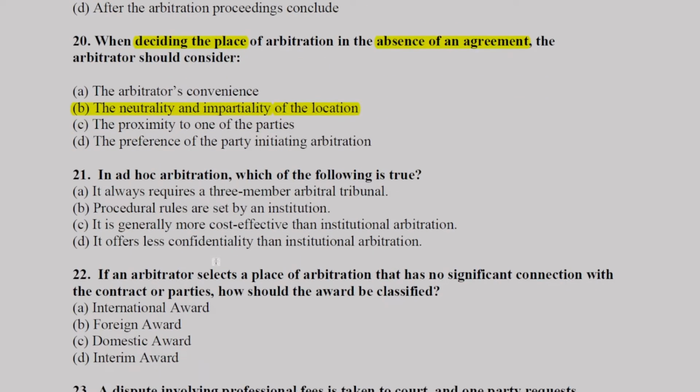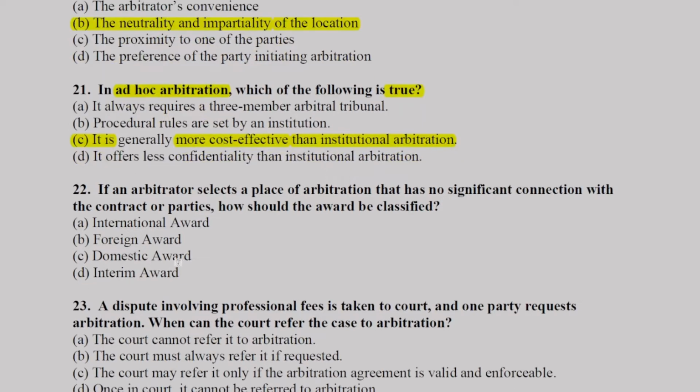In ad hoc arbitration, which of the following is true? It always requires three members. No. Procedural rules are set by an institution. No. It is generally more cost effective than institutional arbitration.